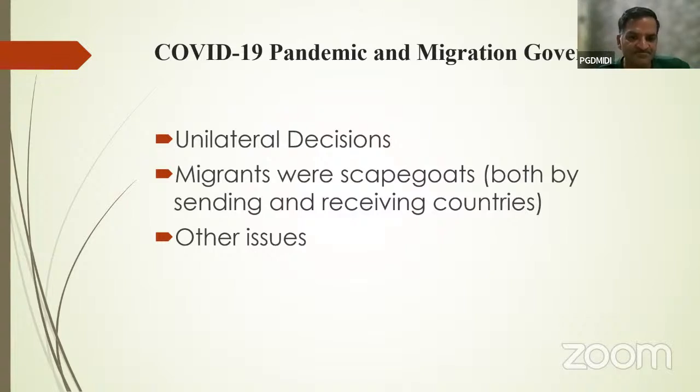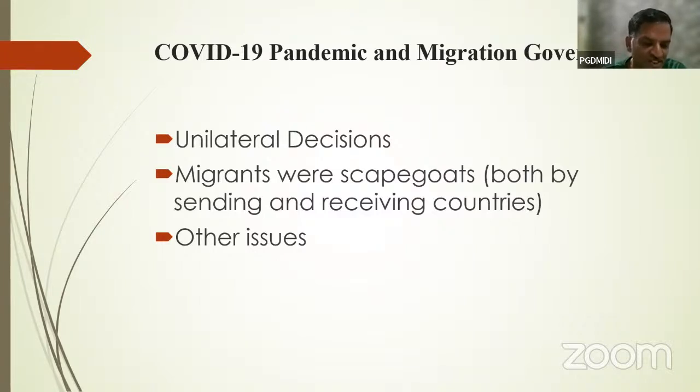Then you find lots of unilateral decisions. Migrants were scapegoats in both sending and receiving countries. When migrants came from many countries to India, they were not even given hotels in Delhi and other places. Same with other countries also. Migrants were actually targeted. Overnight they went from hero to zero. So this is what happened during COVID-19.